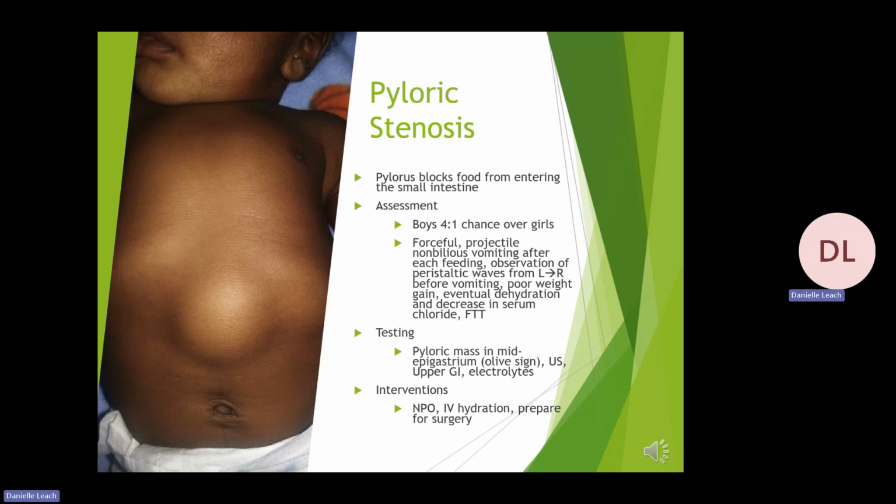Basically, there's this mass that you can sometimes see and you can palpate in the mid-epigastric area. You can also do an ultrasound to visualize it, an upper GI series, and they may want to test electrolytes to see if they're dehydrated. Interventions for this, they would immediately be made NPO and be given an IV with IV fluids, and they're going to be preparing for surgery to fix the abnormally large pylorus.